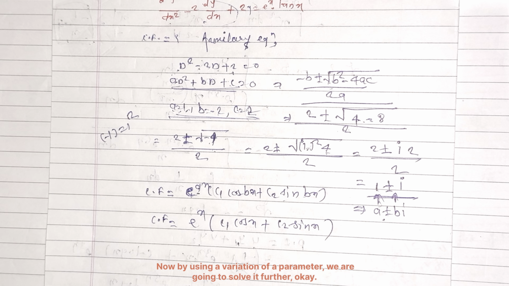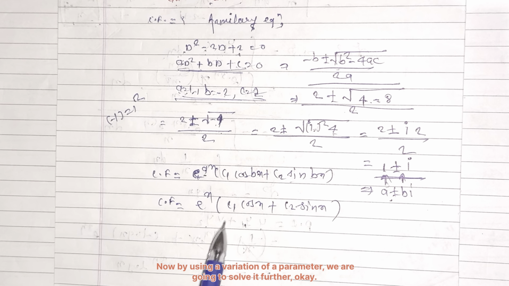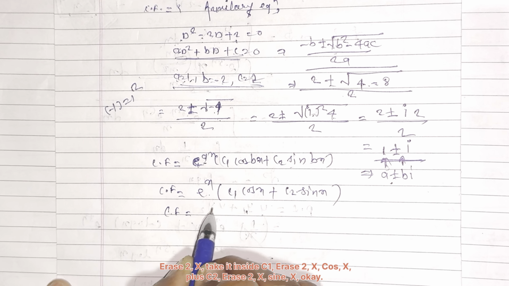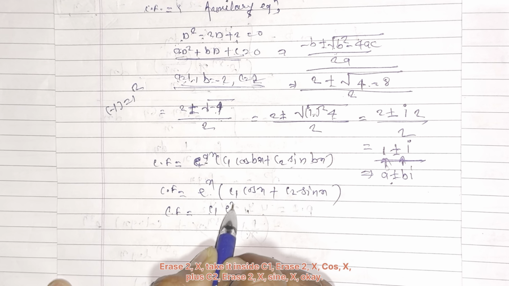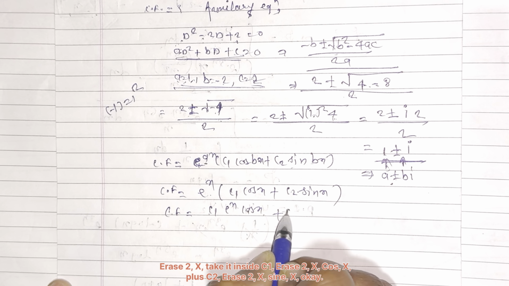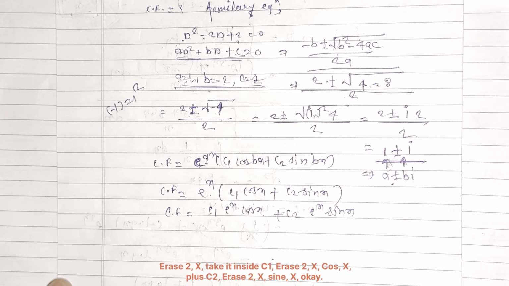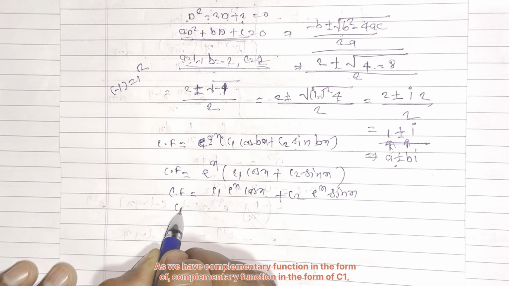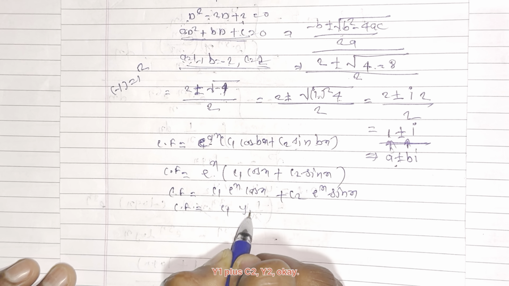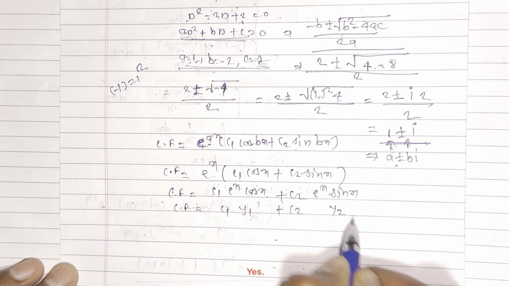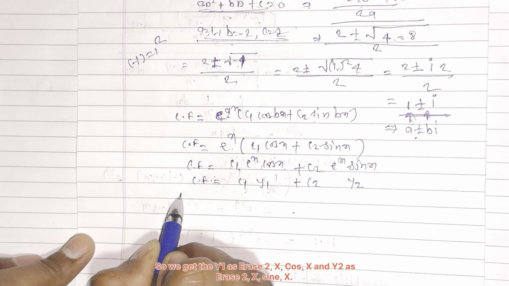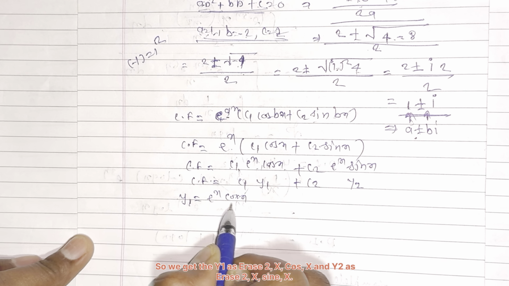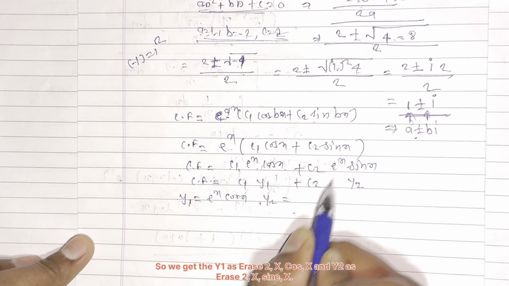Now, using variation of parameters, we solve it further. Taking e raised to x inside, the complementary function is c1 e raised to x cos x plus c2 e raised to x sin x. As the complementary function has the form c1 y1 plus c2 y2, comparing both we get y1 as e raised to x cos x and y2 as e raised to x sin x.